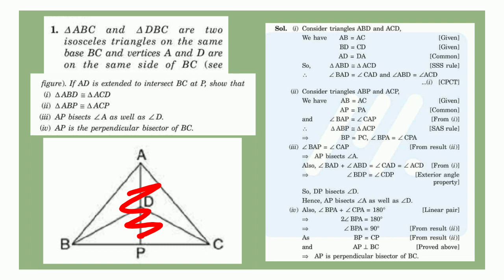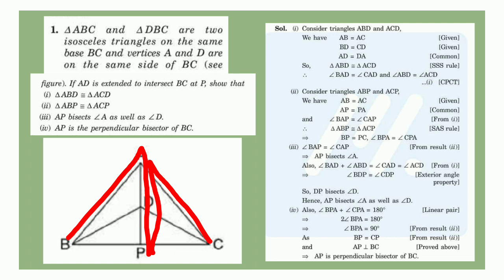And also we already proved angle BAD is equal to angle CAD. That means instead of BAD we can write BAP, and instead of CAD we can write CAP. Those two angles are equal. Okay, so we get angle BAP is equal to angle CAP. So triangle ABP is congruent to triangle ACP by SAS. By the SAS congruence rule, we can say these two triangles are congruent.